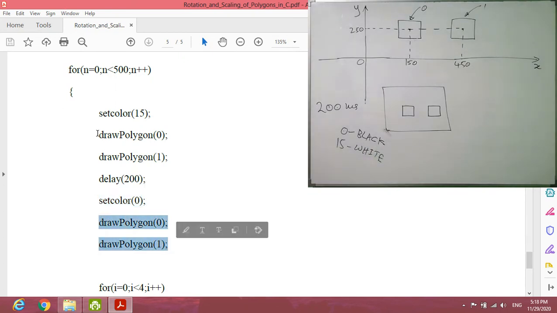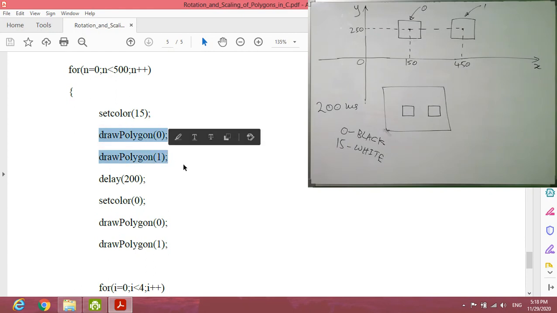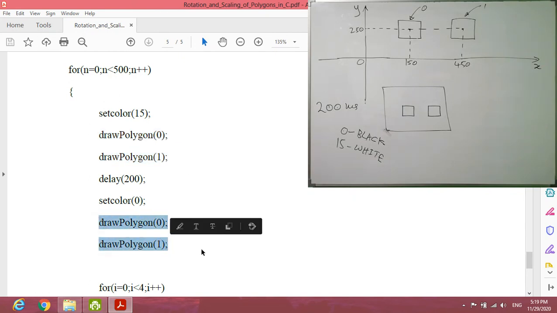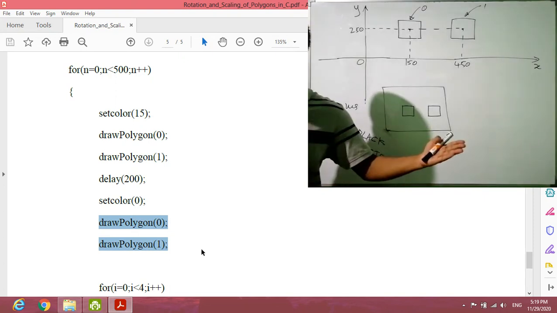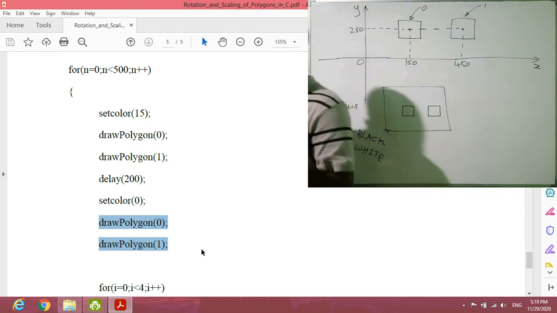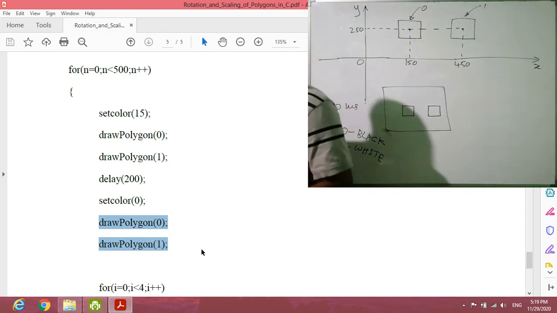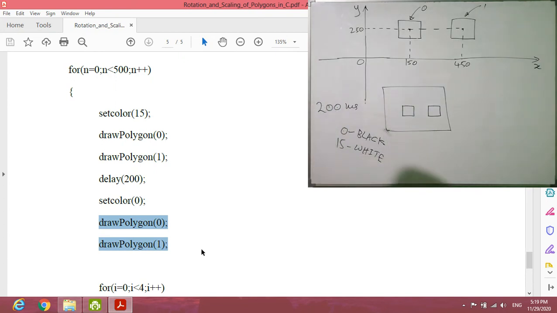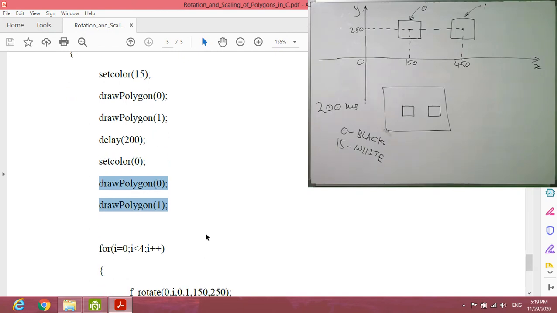Here we draw the polygons in white color, then you will see them on the black background. Here you redraw the polygons using black color. That means the process is similar to you have deleted the two polygons. You have erased the two polygons. That is a simple thing when we deal with graphics.